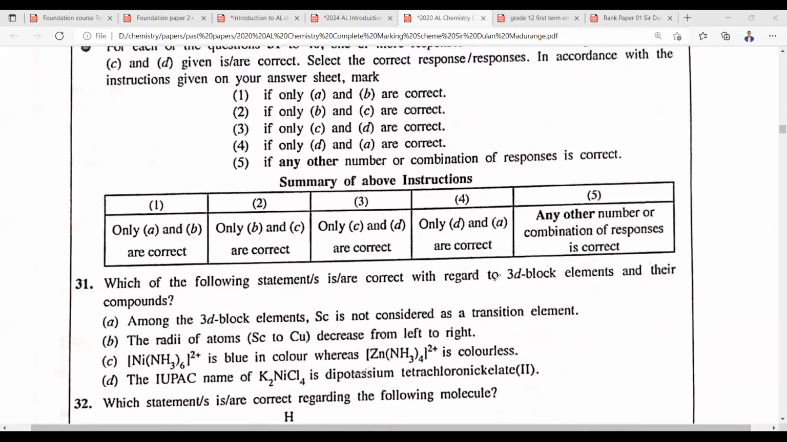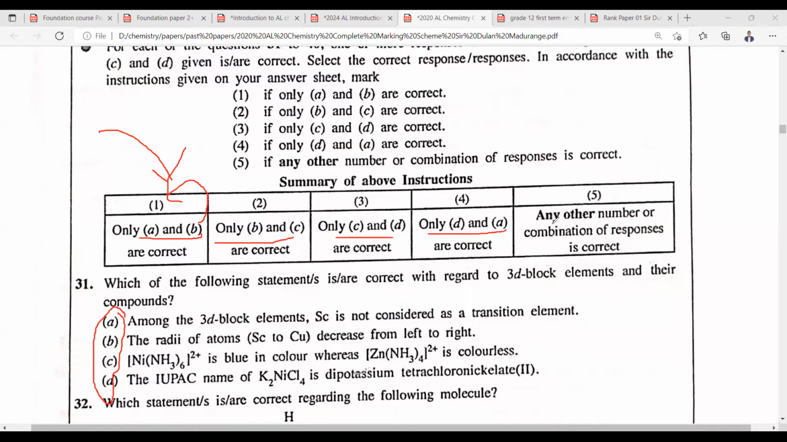Definitely more than one statement is correct out of these statements. So you have to select your answer depending on this table. If AB is correct, your answer is 1, because they are giving a square grid. You have to just mark your answer. You can't mark ABCD. You will be in trouble if you try to mark A, B, C, D in that square sheet. So you should know that from 31 to 40, the MCQ category is like this.